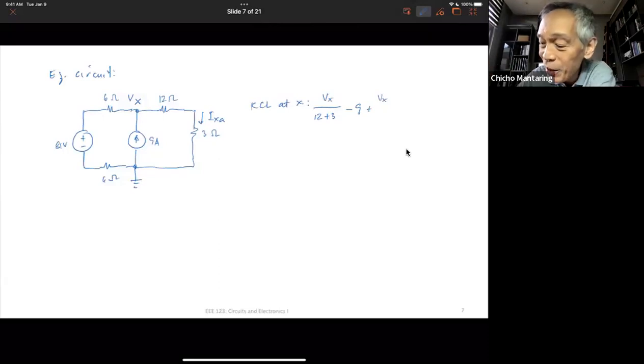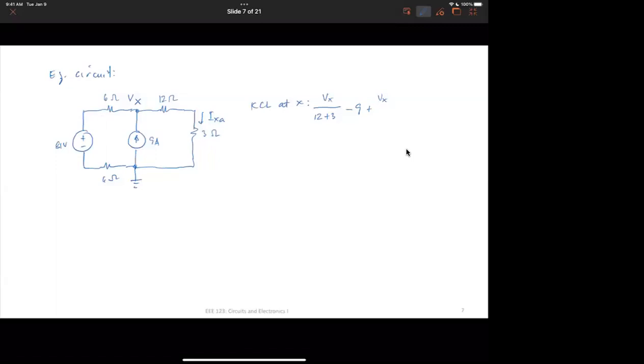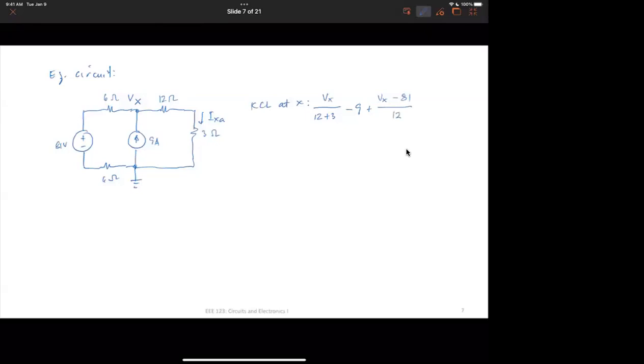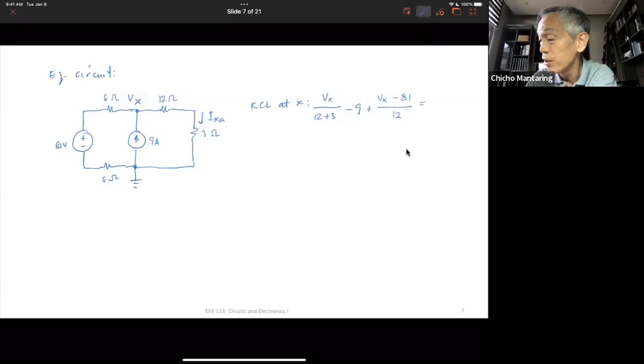What you pretend to do is, this 6 ohms, try transferring it up there. Remember what I said, that when you have elements in series, you can rearrange the elements in series and it won't affect the current flowing through that particular branch. So if I transfer this up here, what's the expression going to be? It's going to be Vx minus 81 over 6 plus 6 or 12. Anyway, that should be equal to 0. That's KCL at X.